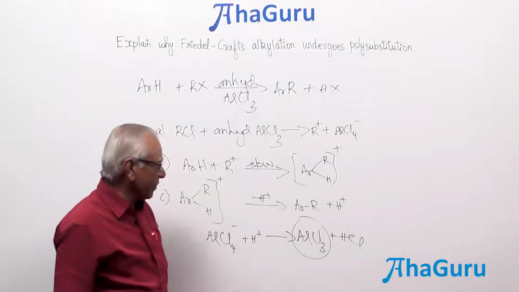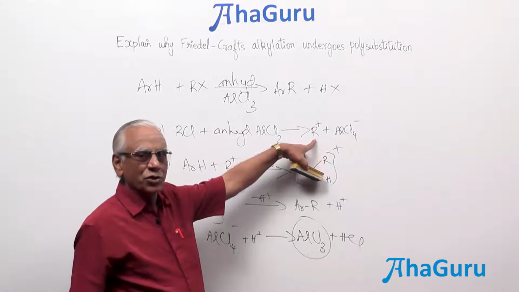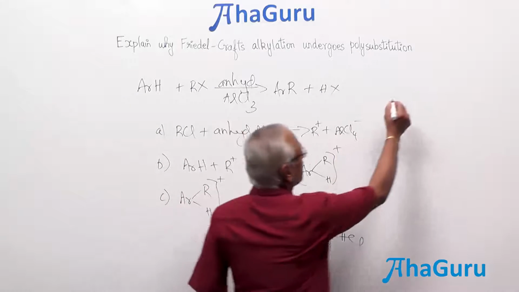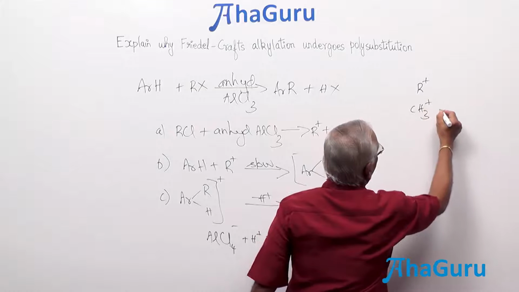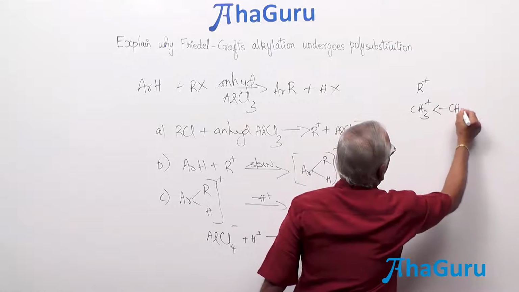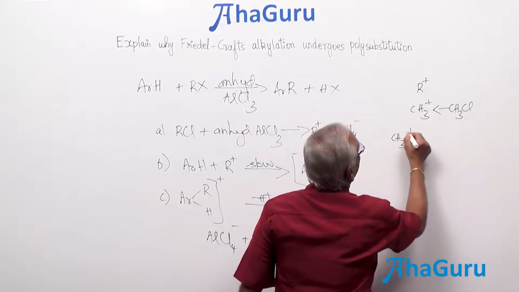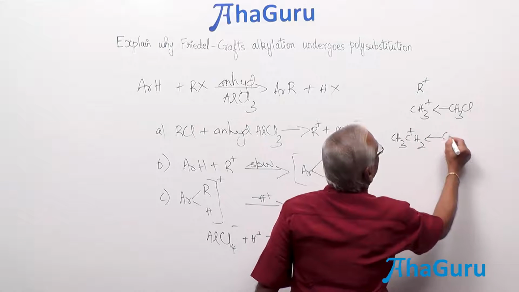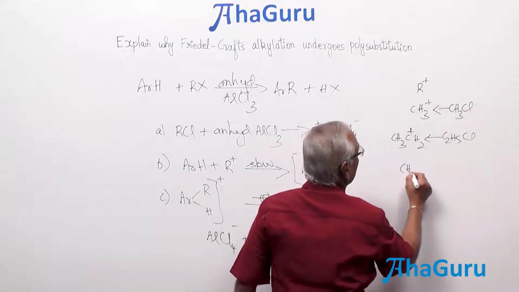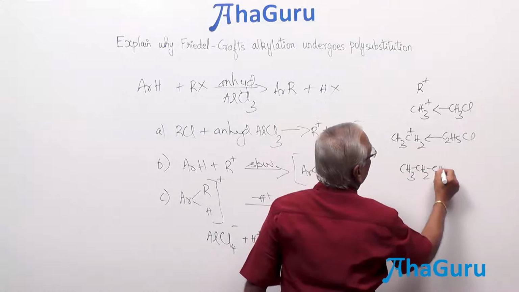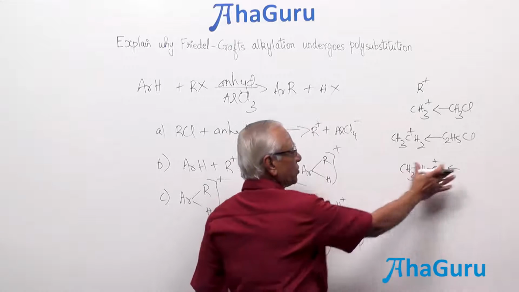So, if this is going to be the mechanism, my dear students, what type of carbocation can I use? Now, let us start with the simplest carbocation. Supposing I use methyl carbocation from methyl chloride, CH3Cl, and ethyl carbocation, CH3CH2 plus, and this can be generated from the ethyl chloride, C2H5Cl. Now, I can go ahead with n-propyl carbocation, generated again from the n-propyl chloride here, and so on and so forth.